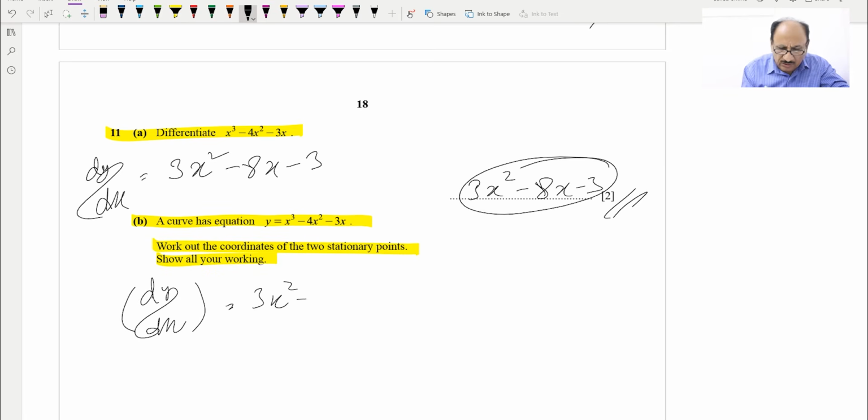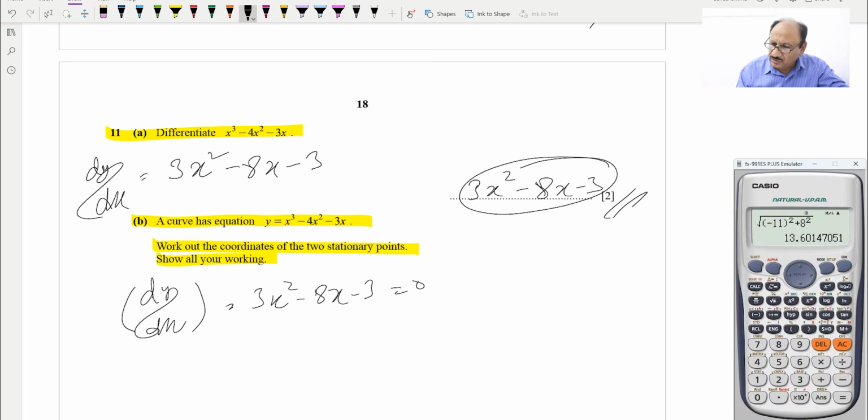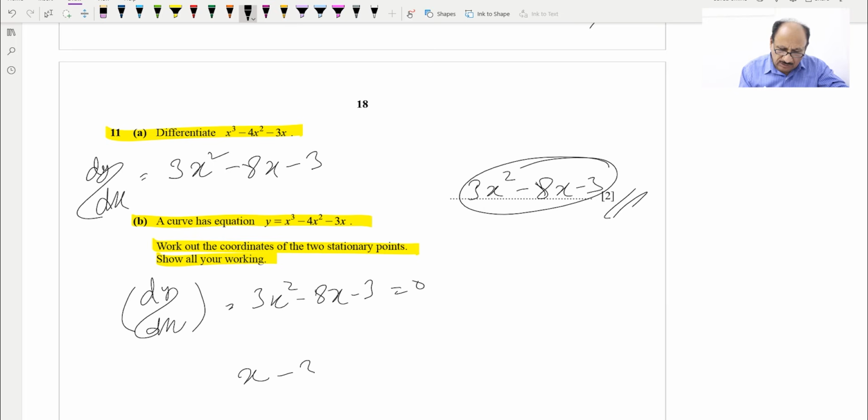3x² − 8x − 3. We will put this equal to 0, and then solve it to get the coordinates. We can find the product 5 3, and we will solve this quadratic equation. 3, minus 8, and then we take minus 3, and this gives us 3 and −1/3. So we will take (x − 3) and (3x + 1).